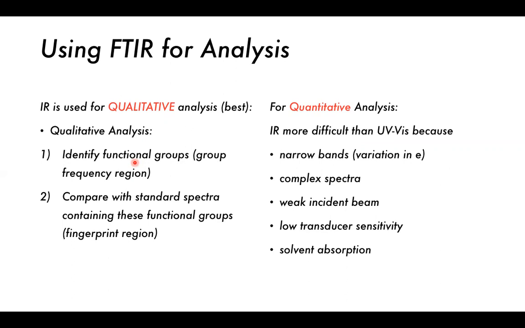We have weak incident beams, low transducer sensitivity, and as well as that, there's the problem of solvent absorption, if we're using, for example, a salt window, that we can't use water as our solvent. We need to use non-polar solvents, and generally we don't want to be using solvents at all with regards to our infrared spectrometer. Usually quantitative analysis is not the way we go about this, although it is possible, but usually we want to use UV-Vis for that because of the broad bands, the easy identification of the peak position and things like that.